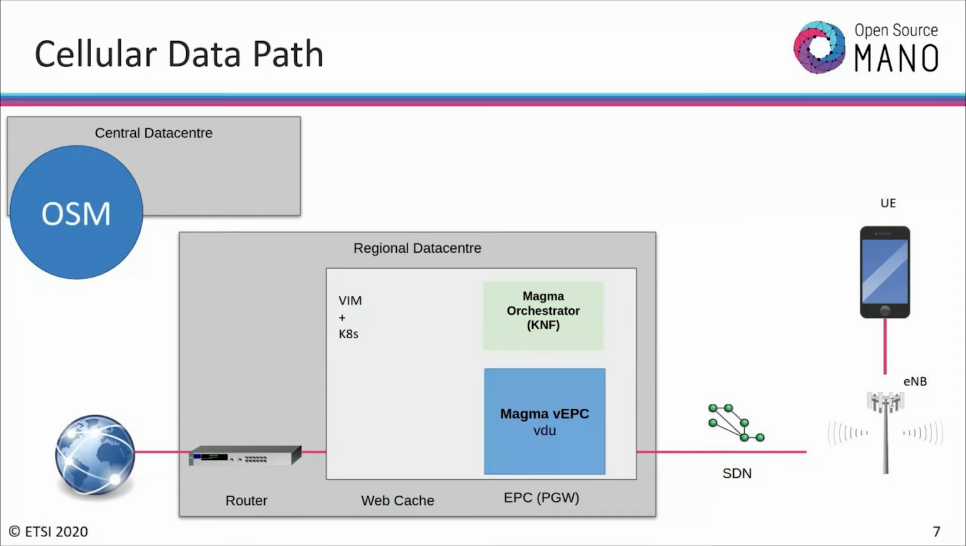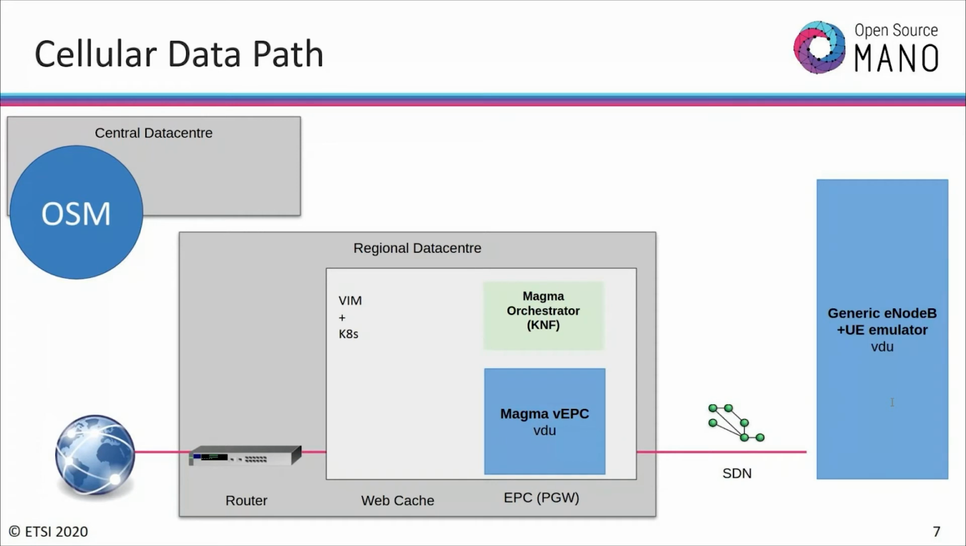Next, we're deploying the Magma vEPC, although I should actually call that the A gateway because that's what I referred to it as earlier. But the Magma vEPC is going to be deployed as a VM. From there, we're also going to be deploying our generic eNodeB and user equipment emulator. This was the software for the radio that I talked about earlier.